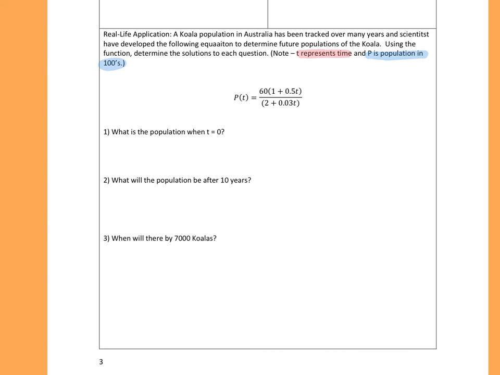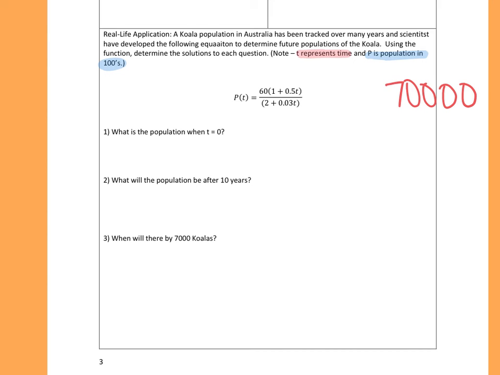So for instance, if I got my answer and I got P equals 7, would that mean that there were 7 koalas? There would be 700. What if I got P equals 700? Would that mean there's 700 koalas, or how many? 70,000, right? So I'm telling you to add how many zeros to your answer? 2. That could be important.